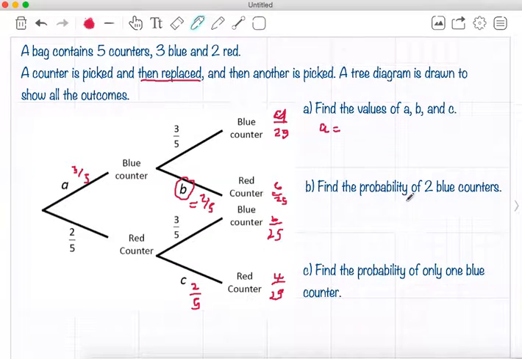Now I can answer the probabilities, by the way. 2 blue counters, I just look where I end up with 2 blue counters, which is here, and I've done the calculation already, it's just 9 out of 25.